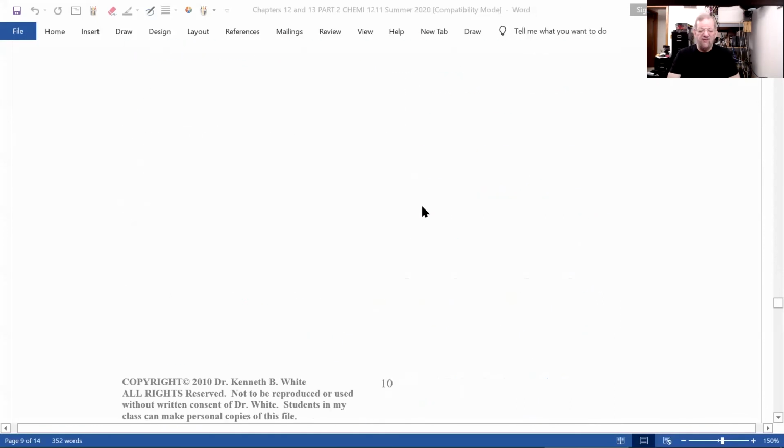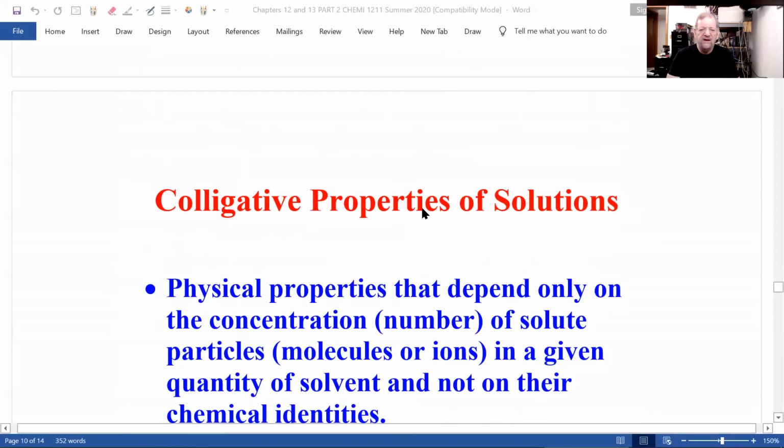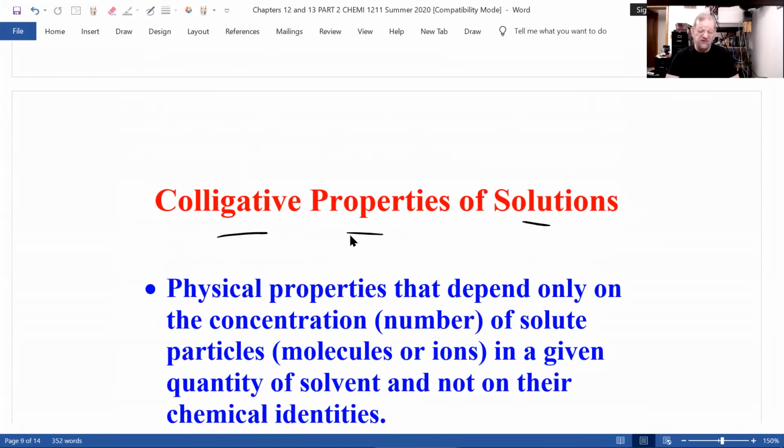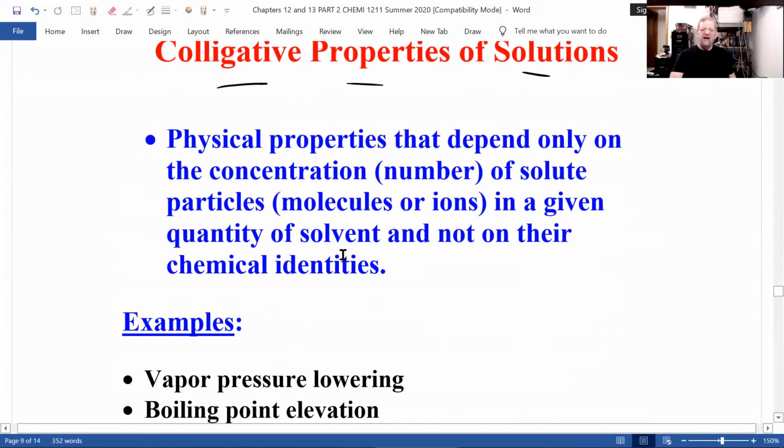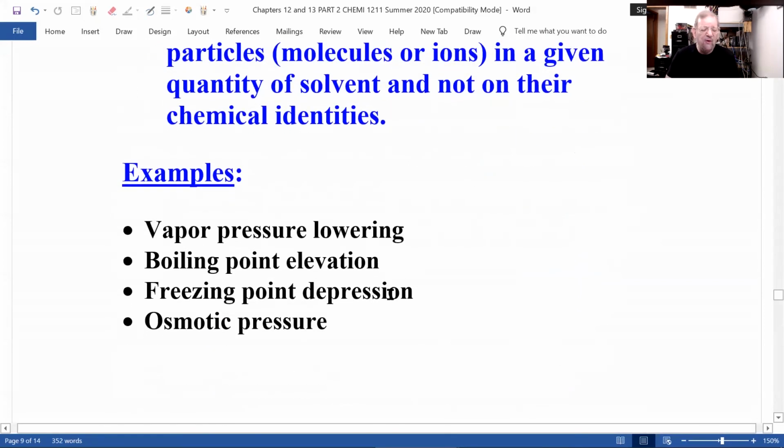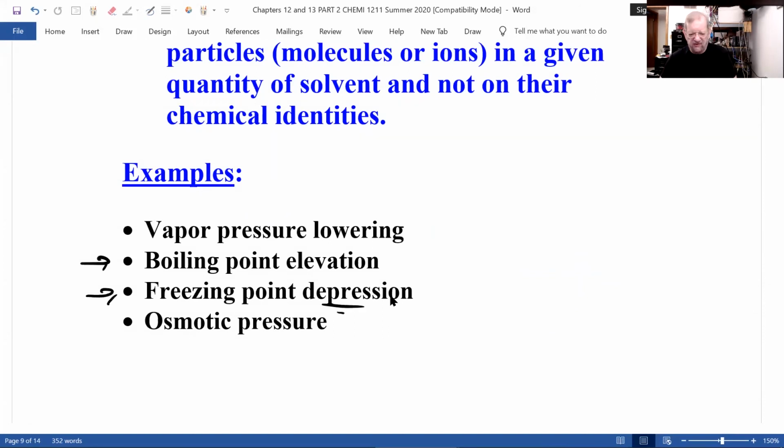Now, the last thing I want to talk about from these chapters is something called colligative properties of solutions. And it's important in our daily life. Certain physical properties depend on the concentration of a solute in a given solvent, and not always on their chemical identities. And when you have this, the important things are boiling point elevation and freezing point depression.